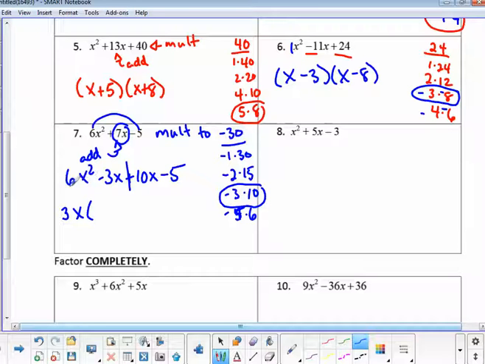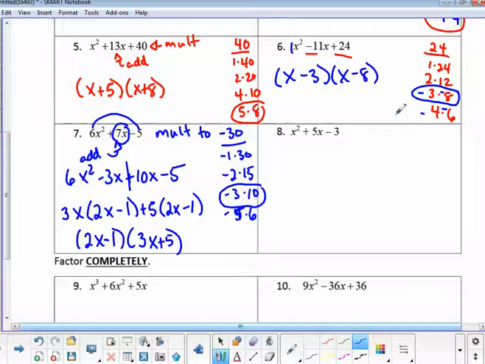3x times what gives me 6x squared? Well, 3 times 2 is 6, and x times x gives you the x squared. 3x times what is 3x? Well, that's just going to be 1. In the second pair, they have a common factor of 5, so I'm going to take out a 5, and I have 5 times 2x will give me the 10x, and 5 times minus 1 gives me the minus 5. So the insides match, that's one of my factors, and then the outsides are my other factor, 3x plus 5.